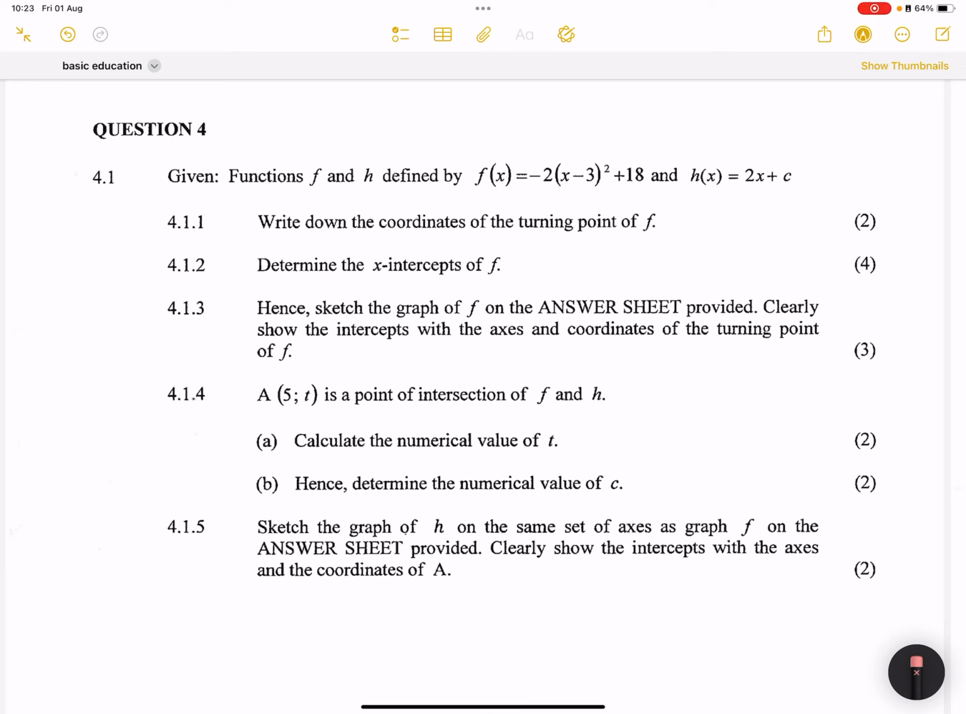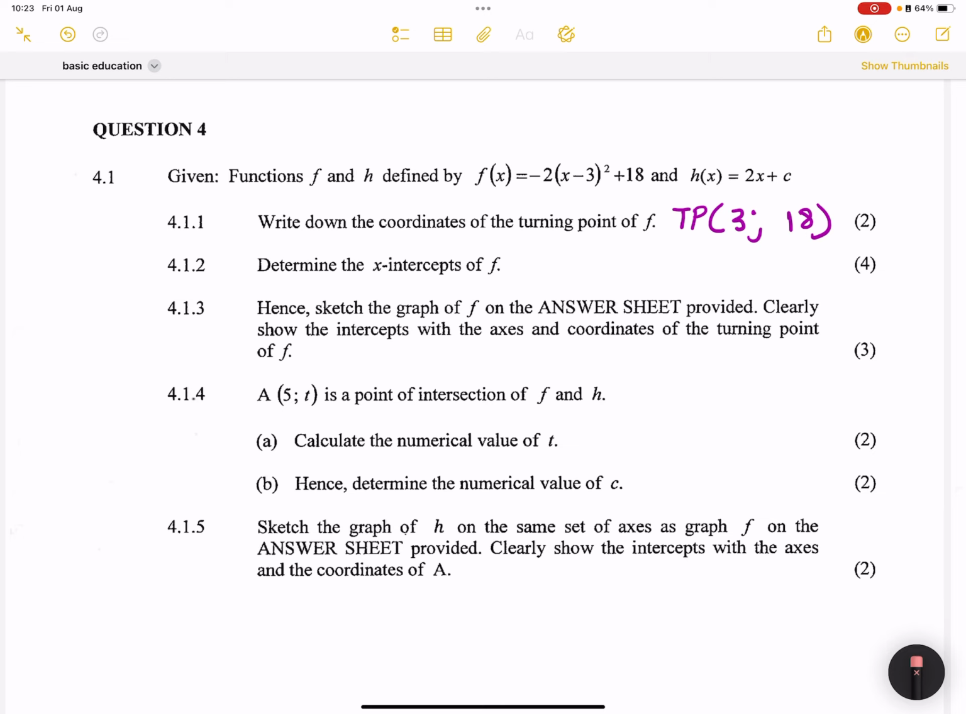They say to us, write down the coordinates of the turning point. Just like we said, the coordinates of the turning point in this case would be, please remember that for the x value, you always change the sign, so that would be positive 3. And for the y value, you keep the sign and the number, so that would be positive 3 and 18. Now they say to us, determine the x-intercepts of f.